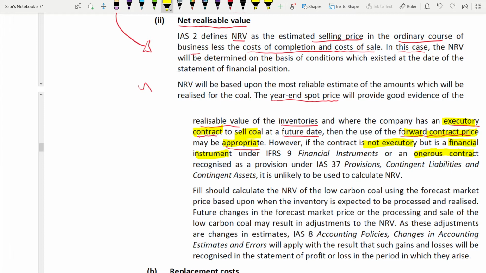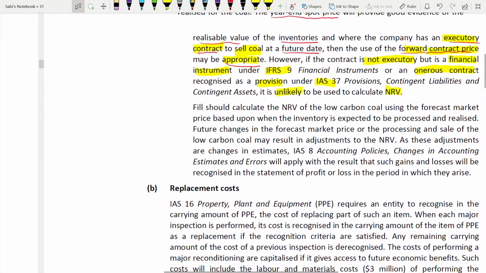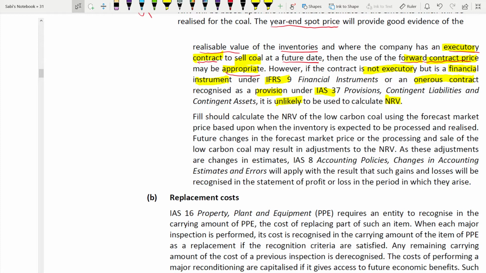If the contract is non-executory but it is a financial instrument under IFRS 9, or an onerous contract recognized as a provision, you always recognize an onerous contract as a provision. That's why they told us to recognize it as a provision under IAS 37. Then it is unlikely to be used to calculate net realizable value. That's the reason why you are talking about IFRS 9 and IAS 37: if it is under IFRS 9 or IAS 37 as an onerous contract, then you cannot calculate net realizable value using it.